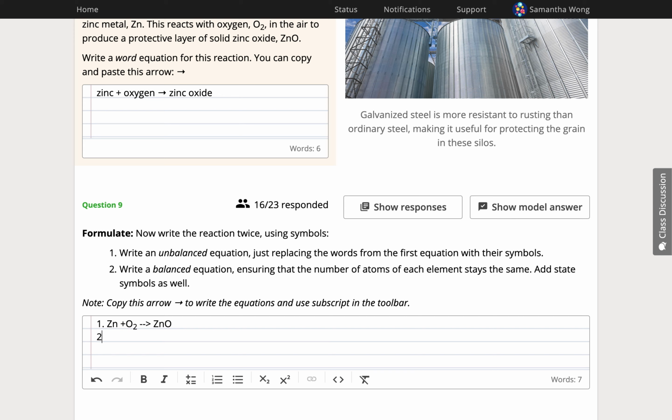Now, the second time we write it, we have to write a balanced equation. What this means is that the number of atoms of each element stays the same on both the left-hand side of the arrow and also the right-hand side of the arrow. Also, add the state symbols as well. So, if we just copy that same equation that we had up here down below, this is what we get. This time we have to balance it.